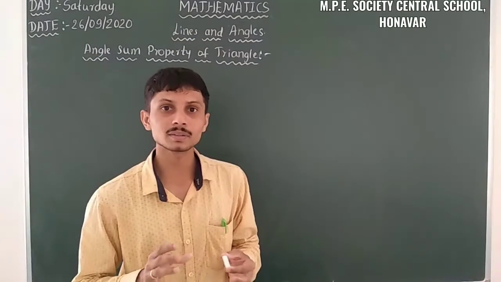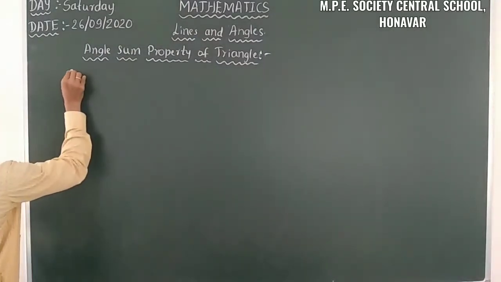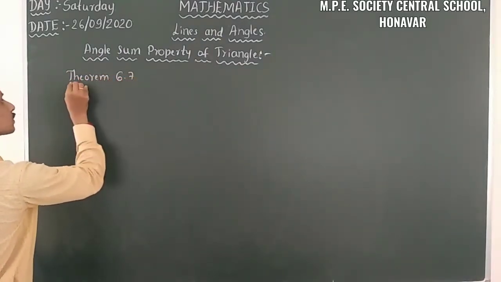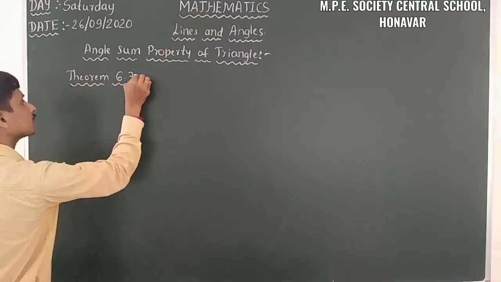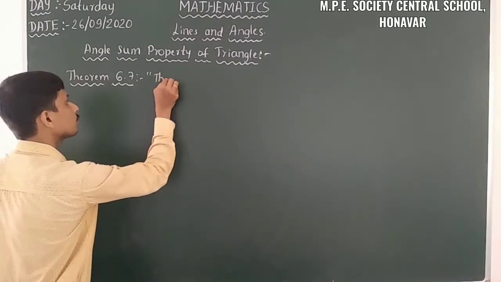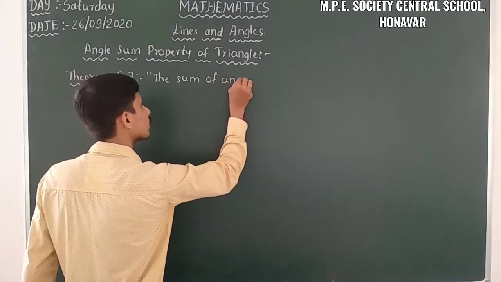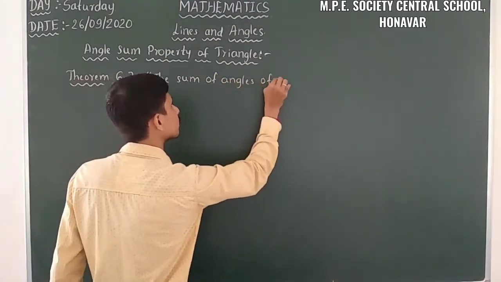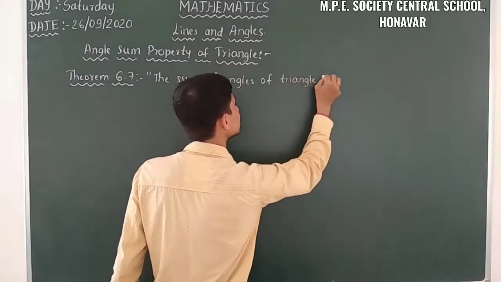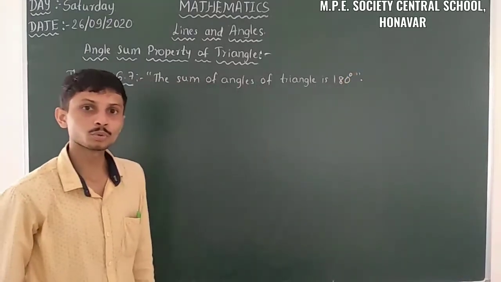Theorem 6.7 states that the sum of angles of a triangle is 180 degrees. So here we have to prove that one.